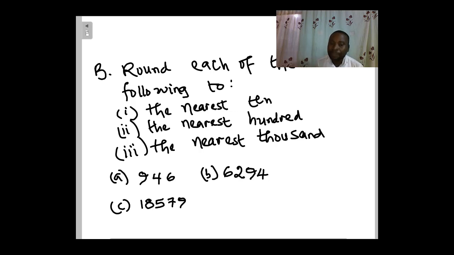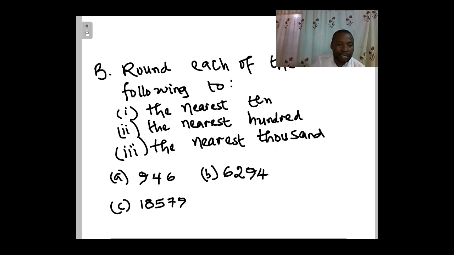Again, I will round the same 946 to the nearest 100. And I'll pick the same 946 and round it to the nearest 1,000. So the next number I pick, 6,294, I will round it to the nearest 10, to the nearest 100, and to the nearest 1,000. Then finally I pick 18,579 and I round it also first to the nearest 10, then to the nearest 100, then to the nearest 1,000.